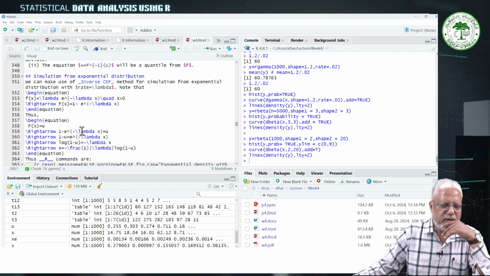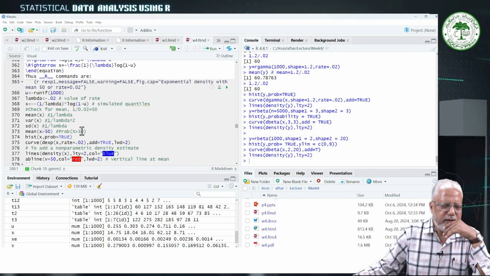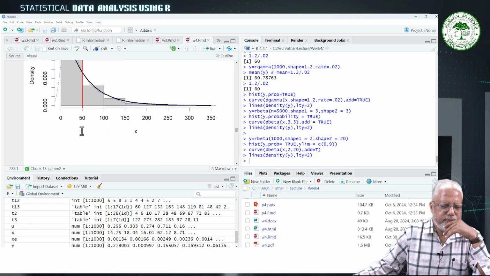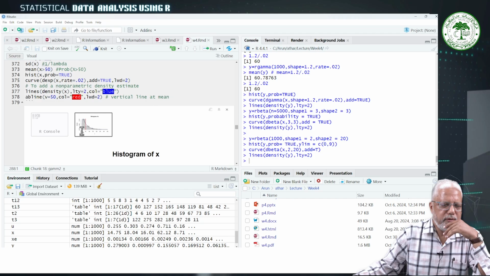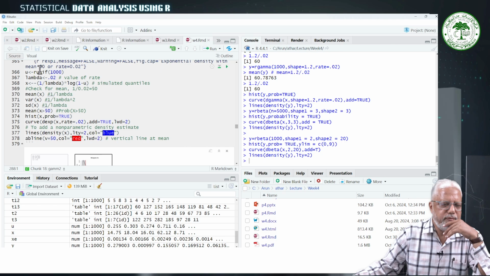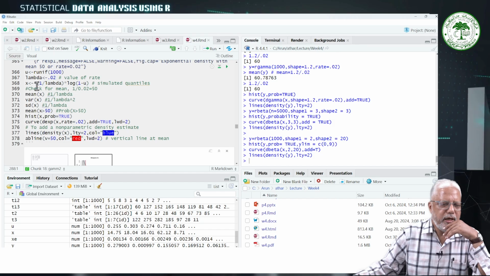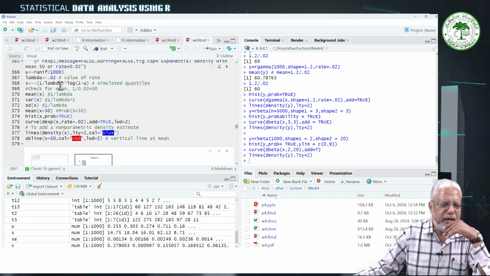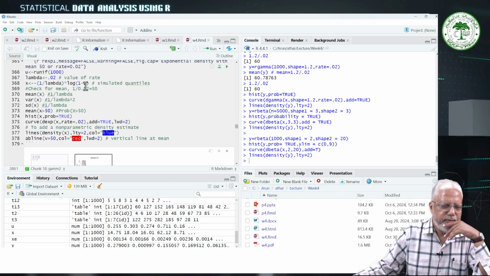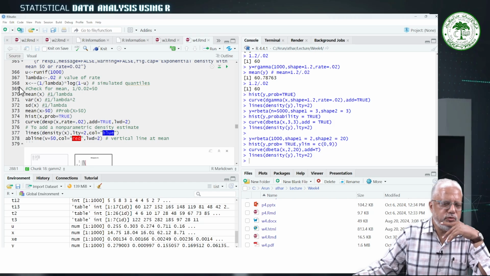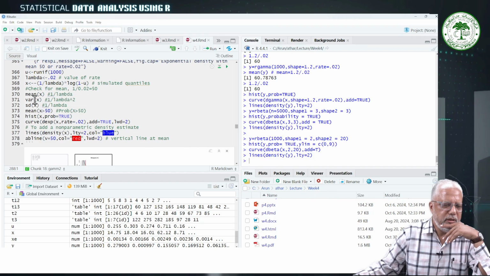Now, the inverse CDF method I have already talked about, and then R commands. Here also, we will simulate observations on the basis of the inverse CDF method. Lambda is equal to 0.02, u is equal to uniform, and x is equal to minus 1 by lambda into log of 1 minus u. This is the simulated quantiles from exponential distribution with rate equal to 0.02, then mean, then variance, then SD, then mean greater than 50.